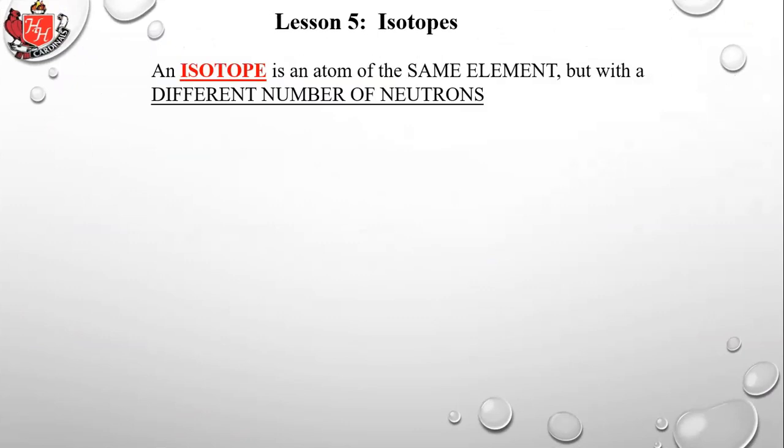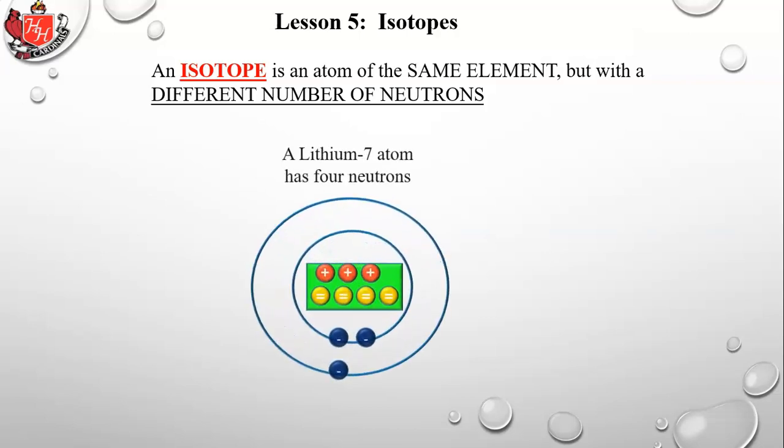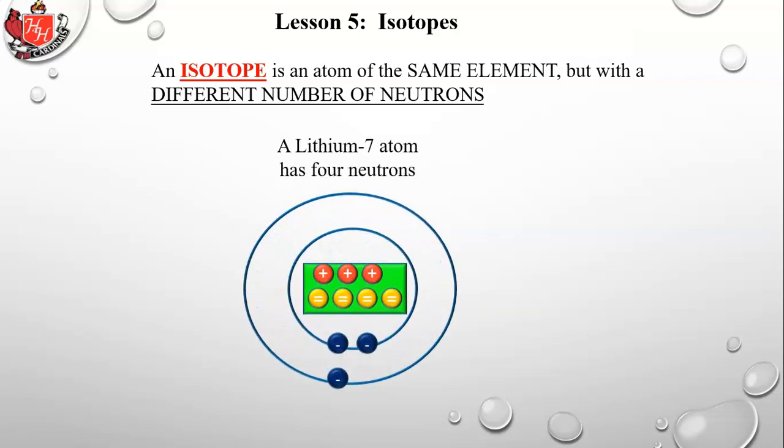An isotope is an atom of the same element but with a different number of neutrons. So this is a lithium-7 atom, and typical lithium-7, the most common isotope, has 4 neutrons. It has 3 protons. It must have 3 protons to be lithium, and then it has 4 neutrons. So it's called lithium-7 because the 7 represents the total number of protons and neutrons added together.